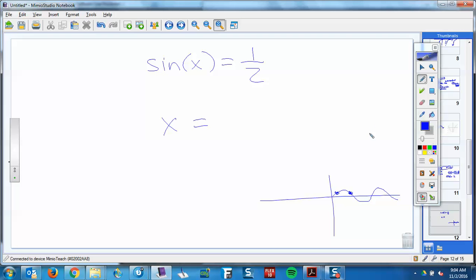What's that? Go to the unit circle. Pi/6, sine equals 1/2. Isn't there also one right there, which is 5 pi/6? Now, that would be good enough if I told you to only look from 0 to 2 pi, right? Then your answer of pi/6 and 5 pi/6 would be fine.